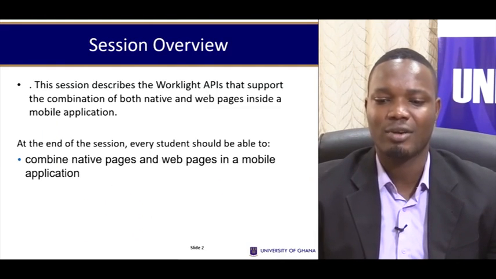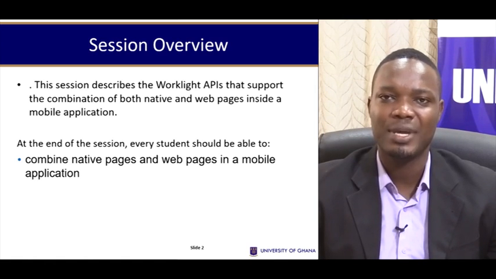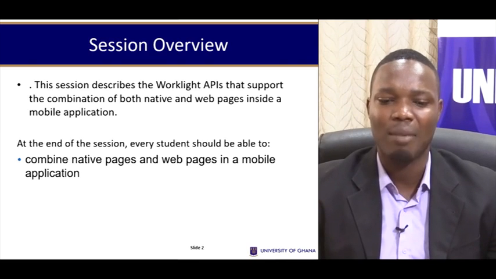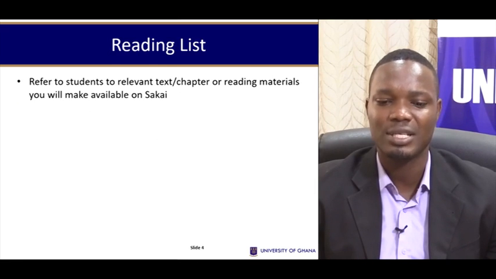This session describes the Worklight APIs that support the combination of both native and web pages inside a mobile application. All we've been doing so far is using web pages in our mobile application. Now we'll look at how to combine a native page with a web page in one application. At the end of the session, every student should be able to combine native pages and web pages in a mobile application. The key topics to be covered: an overview of native and web page integration, then how that could be combined in two popular platforms, Android and iOS.